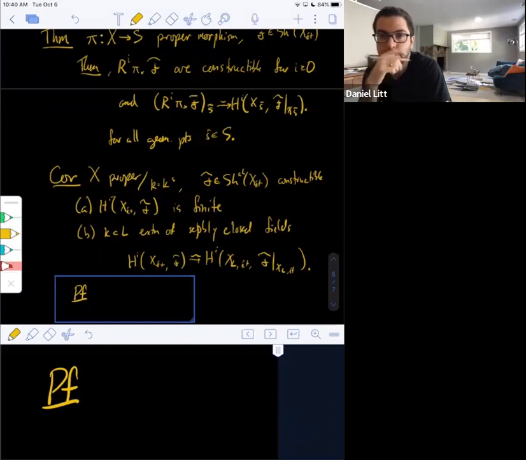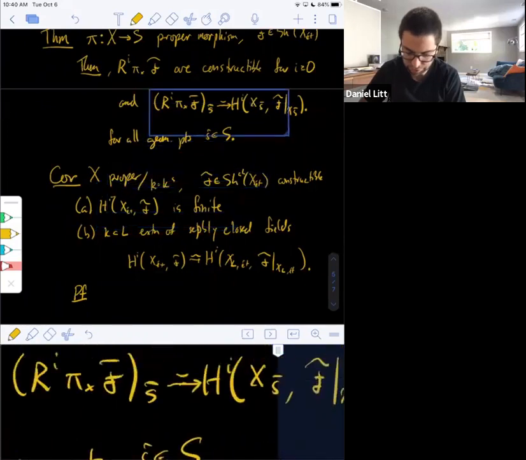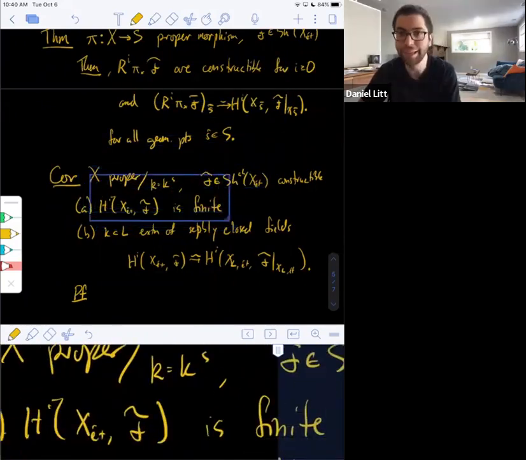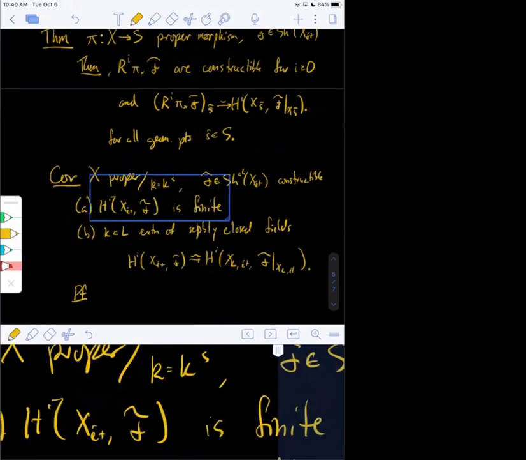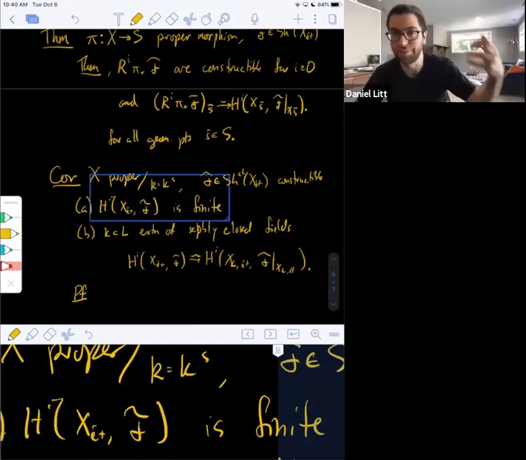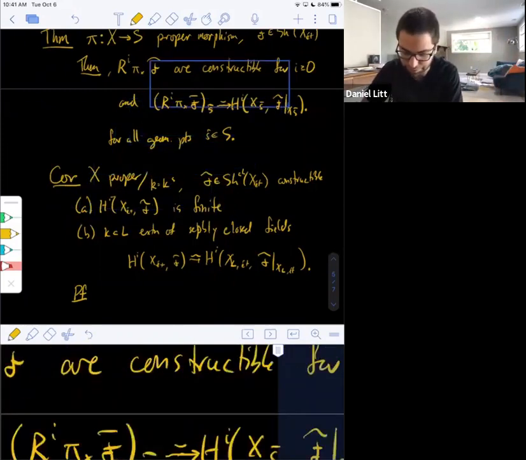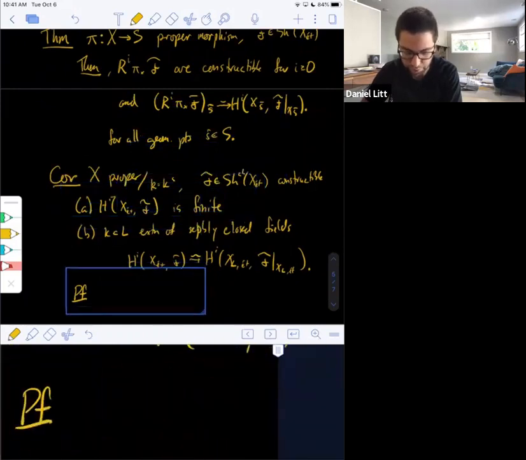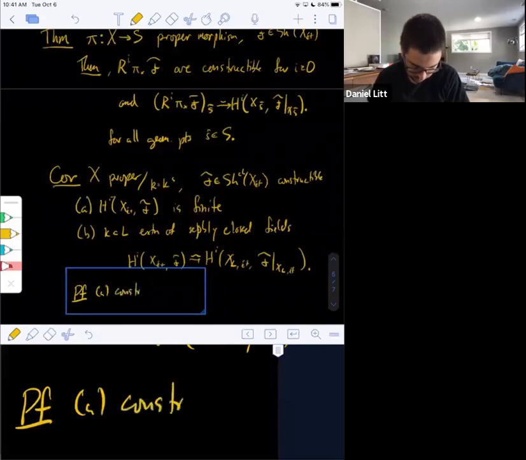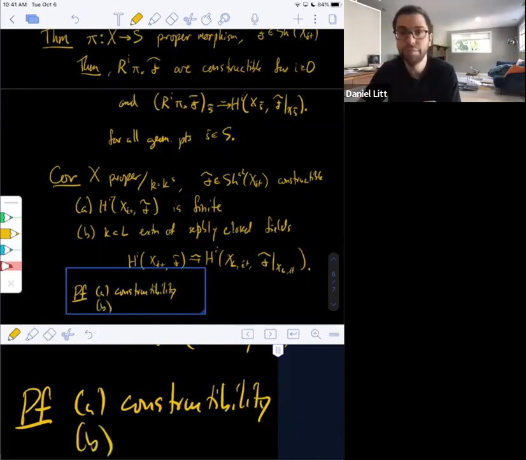The stalks of that thing are supposed to be finite, of all the derived pushforward. Yeah, exactly. So exactly this just follows from, so a constructible sheaf on Spec K is just a constant, well, if K is separably closed, it's just a constant group. And it has to be finite by constructibility. So that's A. What about B? Anyone?